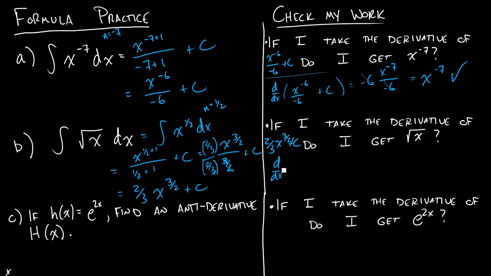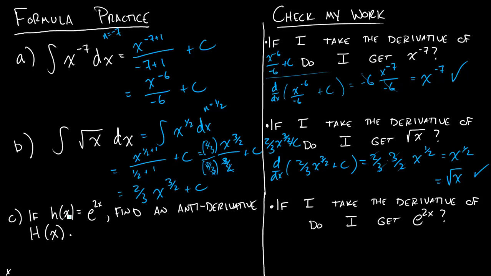So the derivative of 2/3 x to the 3/2 plus c, by my derivative rules, I'm going to drop down that 3/2, so I'll get 2/3 times 3/2 x to the 3/2 minus 1, which is 1/2. And then the c goes away. Notice that this huge fraction here is going to multiply out to be 1. And so I'll just get out x to the 1/2 or root x, like I wanted. So big check mark. Last problem.